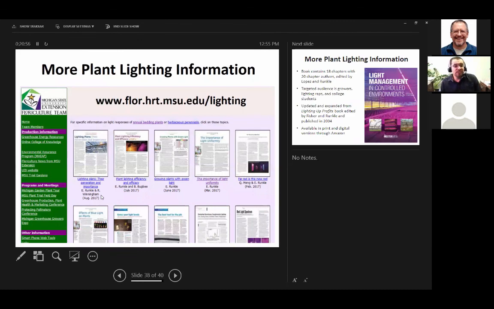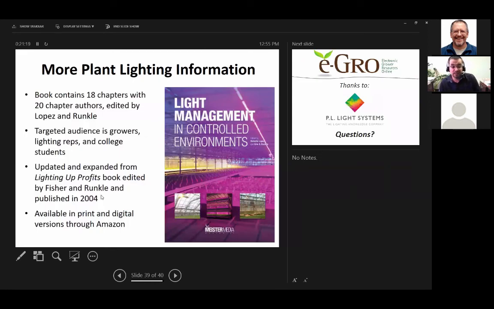If you want more information in terms of lighting, you can visit our website here at Michigan State, which is www.floor.hort.msu.edu/lighting. Here we have articles that we've written in the various trade magazines as well as bulletins on photosynthetic and photoperiodic lighting. I'd also like to mention a book that Chris, Neil, and I were authors. This is a book that came out in 2017. It's an 18-chapter book on a wide variety of topics, including photoperiodic lighting, and it is available on Amazon.